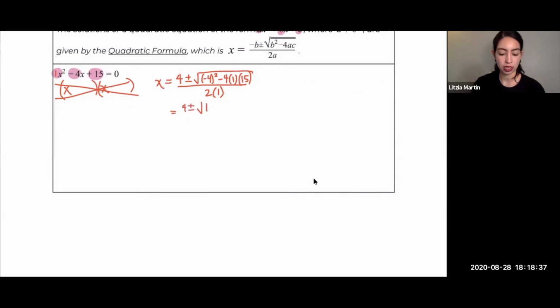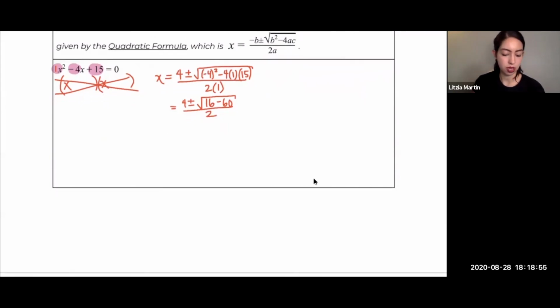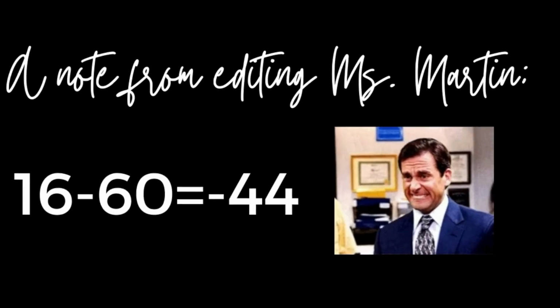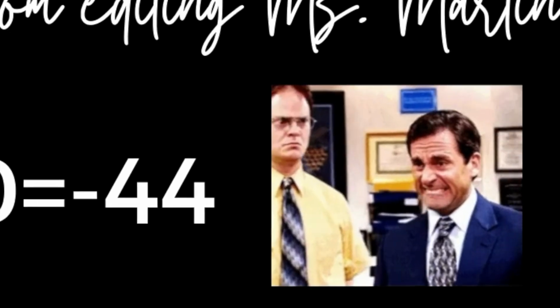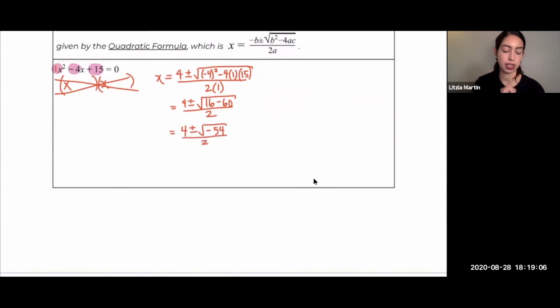So in here, we're going to simplify. -4 squared is 16, and -4 times 15 is going to be -60. It's all square rooted, divided by 2. And then we're going to do 16 minus 60, and that is going to be 4 plus or minus square root of -54, square rooted divided by 2.